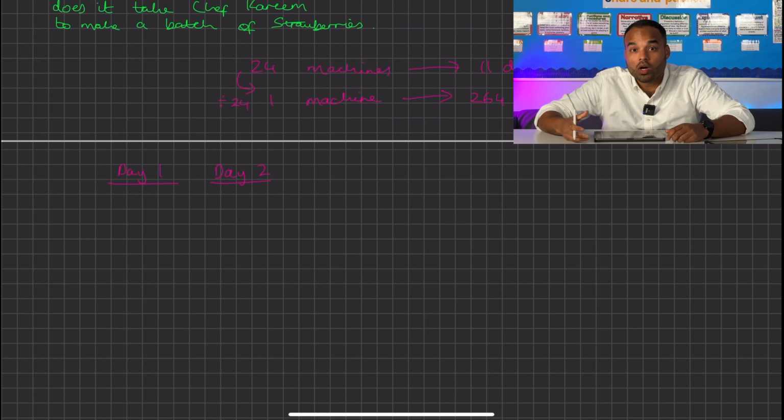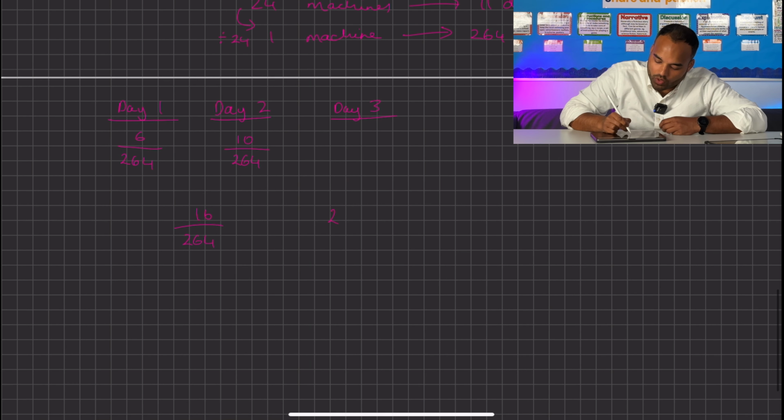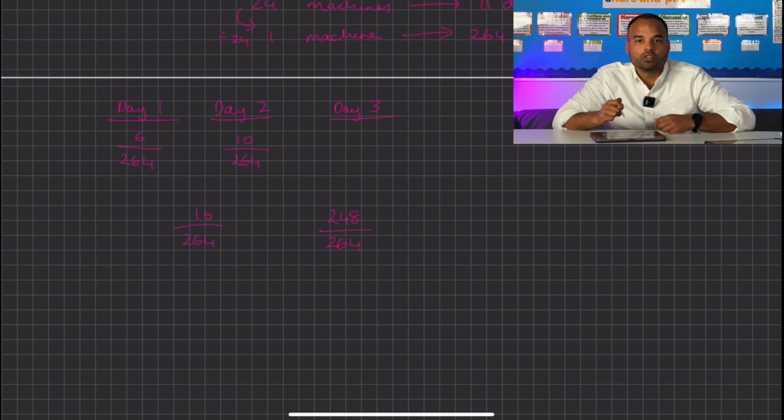Now from day 3 onwards, 8 machines are used every day. So 8 machines are used on day 3, 8 machines on day 4, 8 machines on day 5, etc. But if 16 over 264 is the proportion of work that has been completed, then you can work out the proportion of work that's remaining by doing 1 take away 16 over 264, and that will give you 248 all over 264.